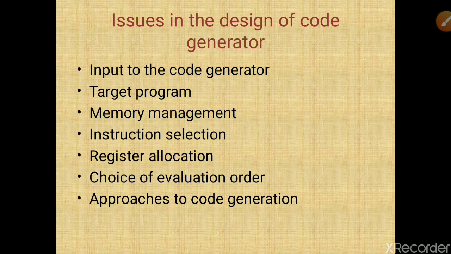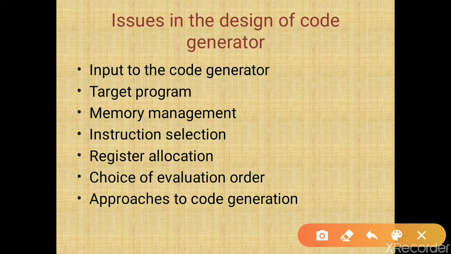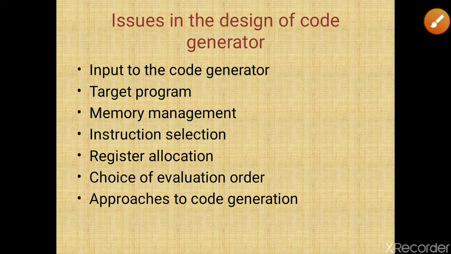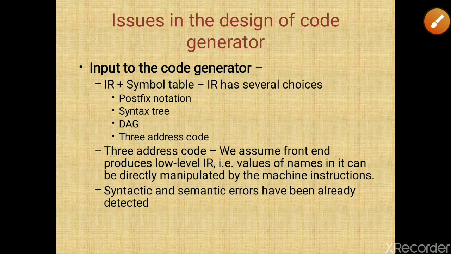The main issues in the design of a code generator are: input to the code generator, target program, memory management, instruction selection, register allocation, evaluation order, and approaches to code generation. So these are the main issues in the design of a code generator. Now we will see each one in detail.